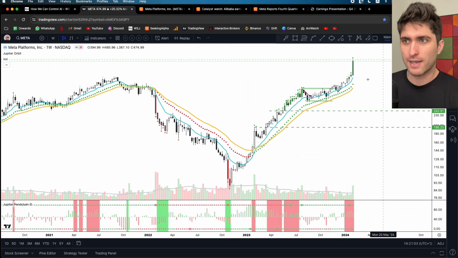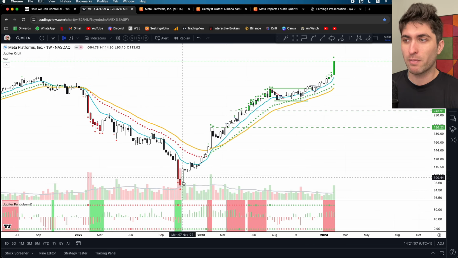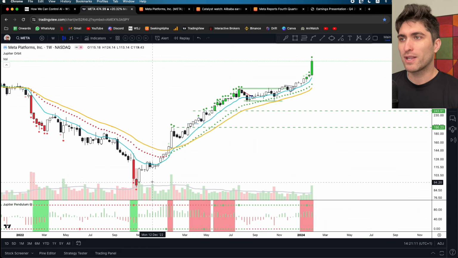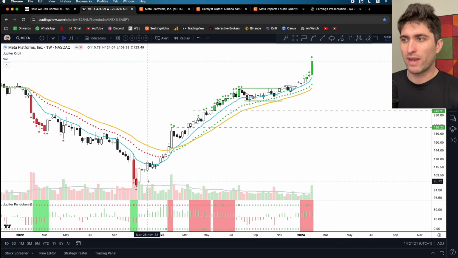Let's get started, guys. This is an impulsive move. I would be remiss not to mention that the bottom of this move was called by a Jupiter pendulum shade flip, right? And so we had an impulsive move. The last time we talked about Meta was one of the first videos on this channel where I made the bull case for Meta right here when we were testing this 10-week moving average for really the first time since, you know, we have an impulsive move.